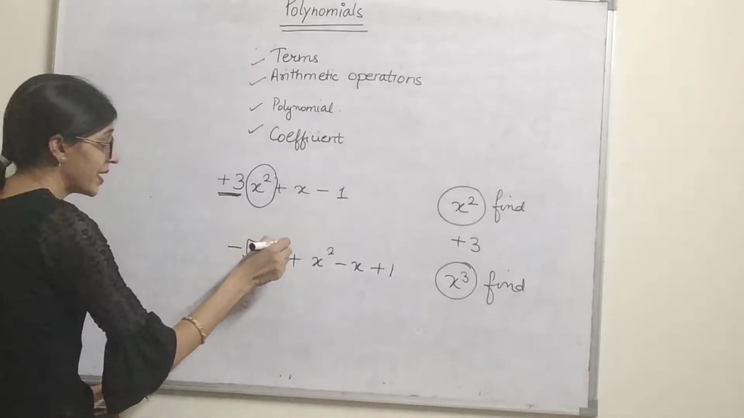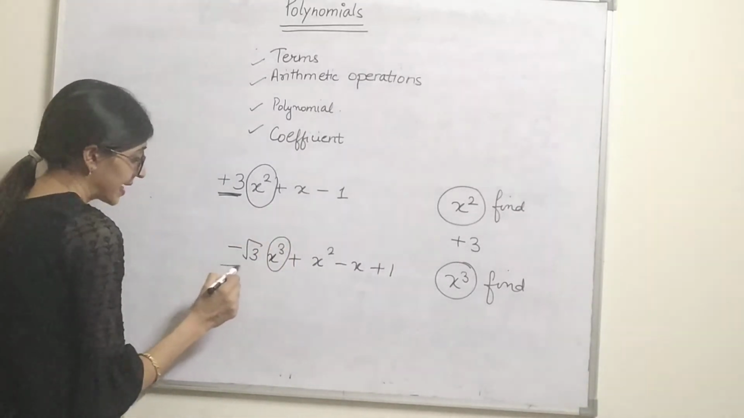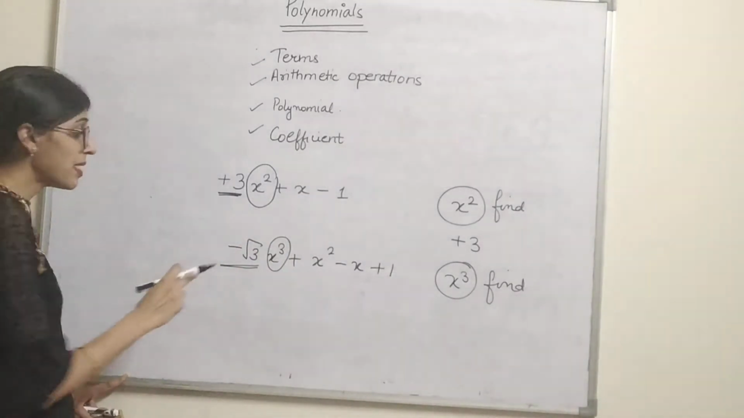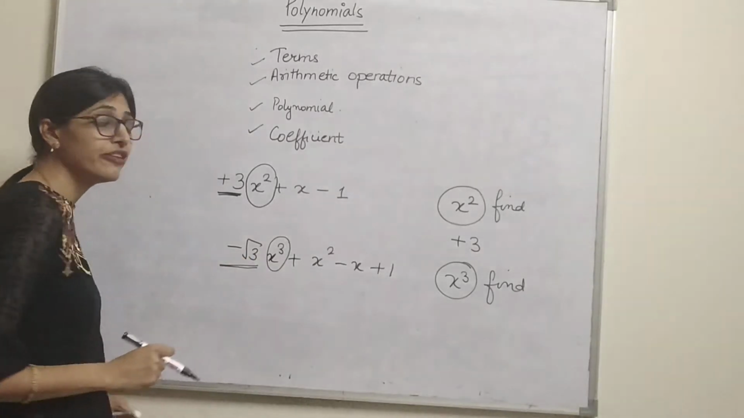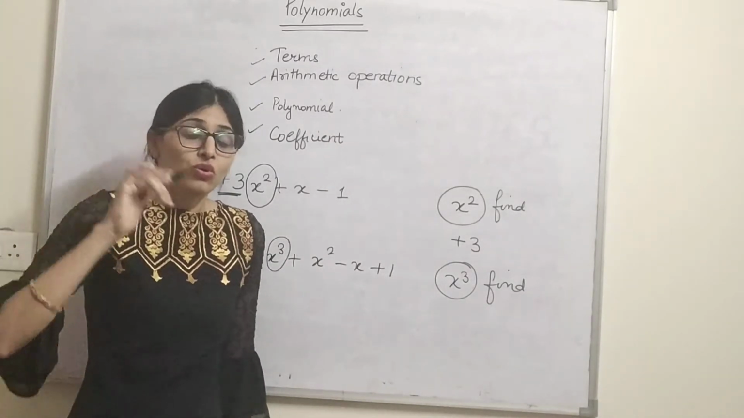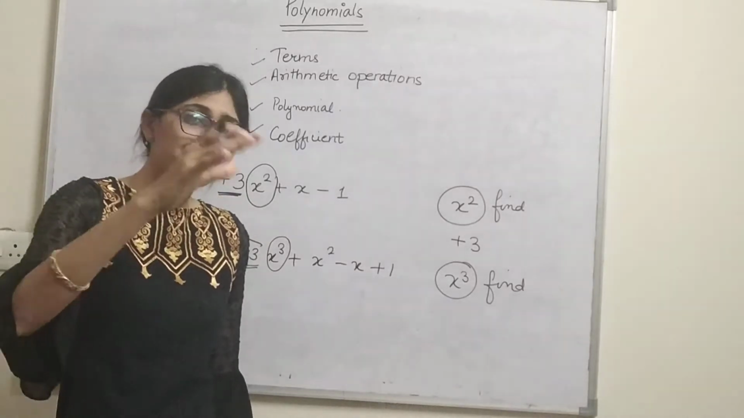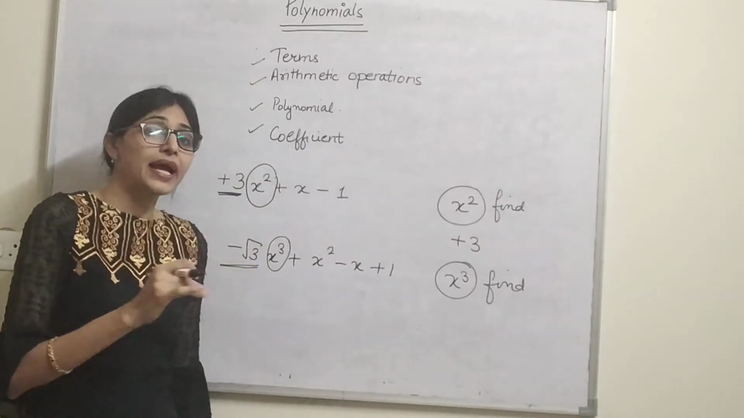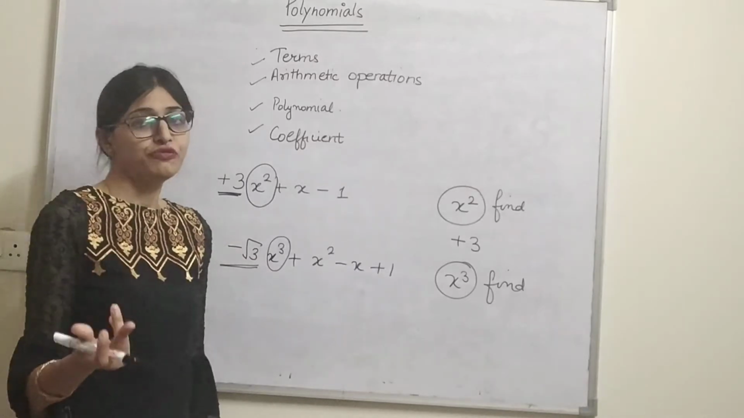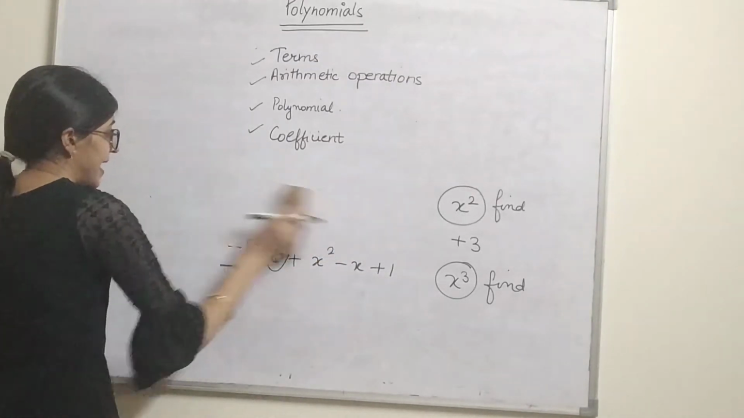What is attached to x cube? Minus root 3. So minus root 3 is the coefficient of x cube. Whose coefficient is asked, leave that value and the remaining thing attached to that variable is the coefficient. Okay? Next.